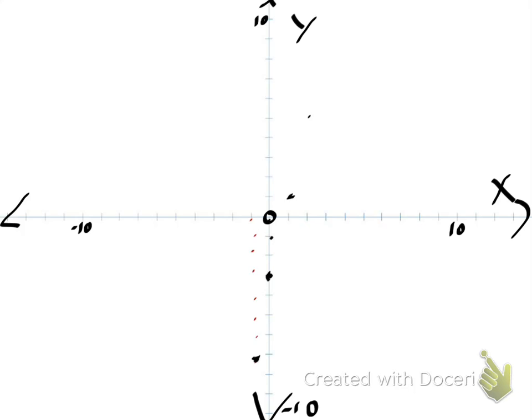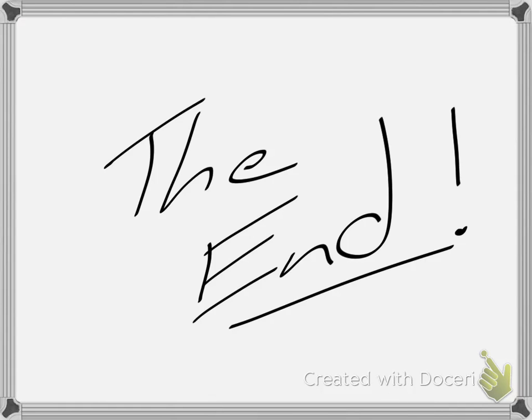So now we can draw a line straight through these, or at least pretty close to it. And that's our graph. And it created a line. And that's pretty much all we're going to be doing, and I'll show you the rest in class. The end.